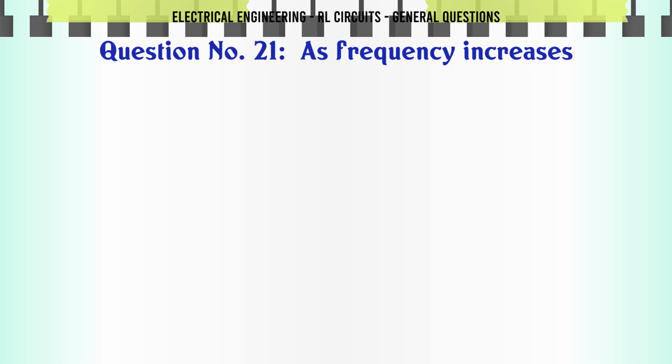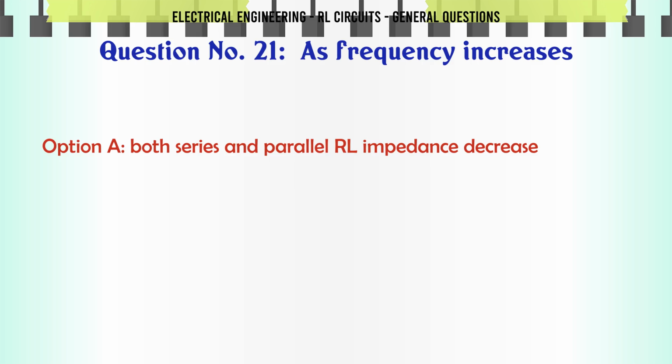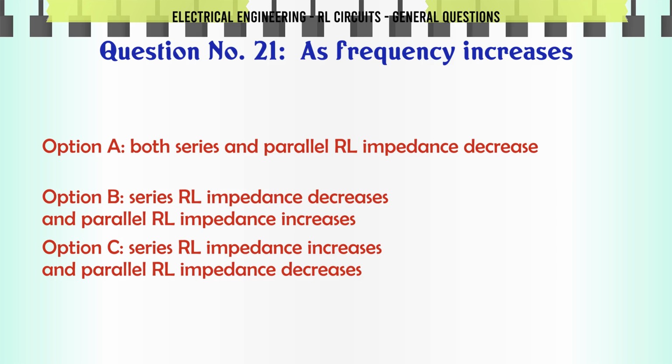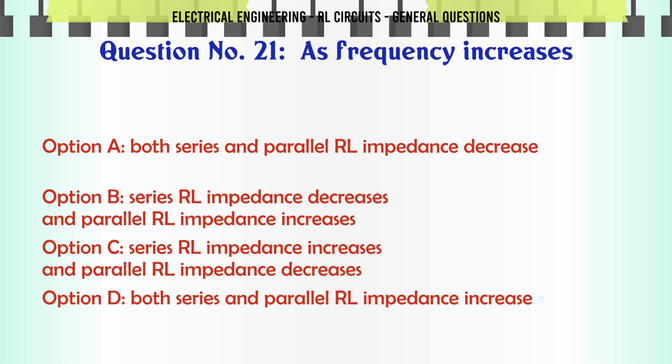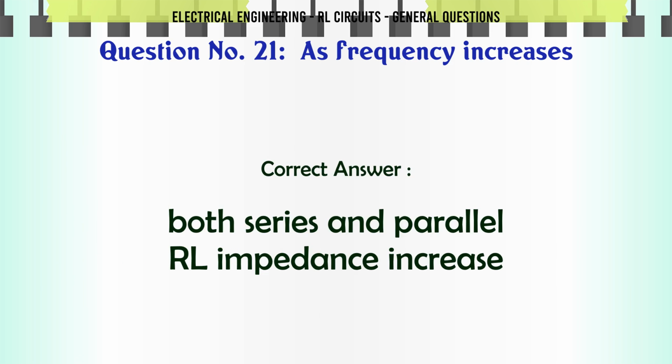As frequency increases, A. both series and parallel RL impedance decrease, B. series RL impedance decreases and parallel RL impedance increases, C. series RL impedance increases and parallel RL impedance decreases, D. both series and parallel RL impedance increase. The correct answer is both series and parallel RL impedance increase.